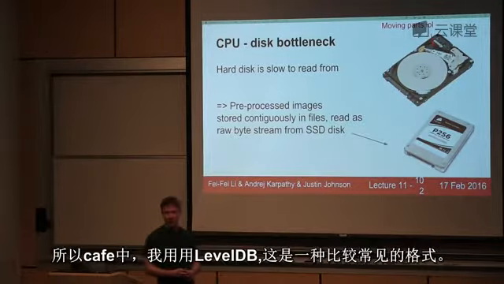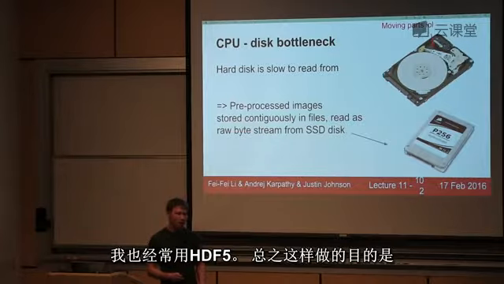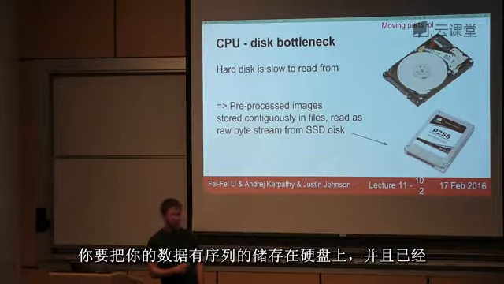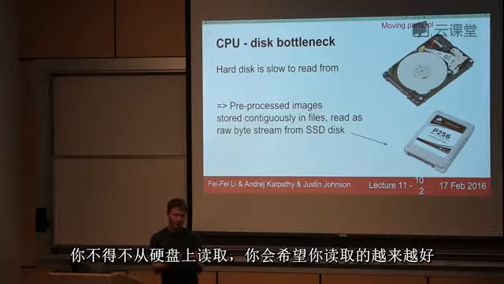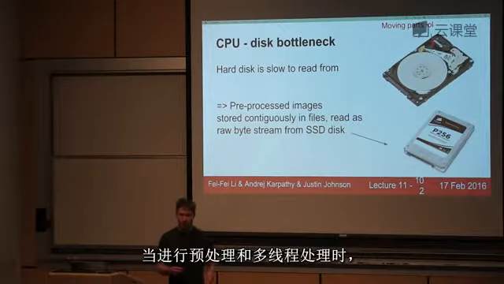Right? So in Caffe we do this with LevelDB, which is one commonly used format. I also use HDF5 files a lot for this. But the idea is that you want to get your data all sequentially on disk and already turned into pixels. Then when you're training, you can't store all your data in memory. You have to read it off disk, and you want to make that read as fast as possible.